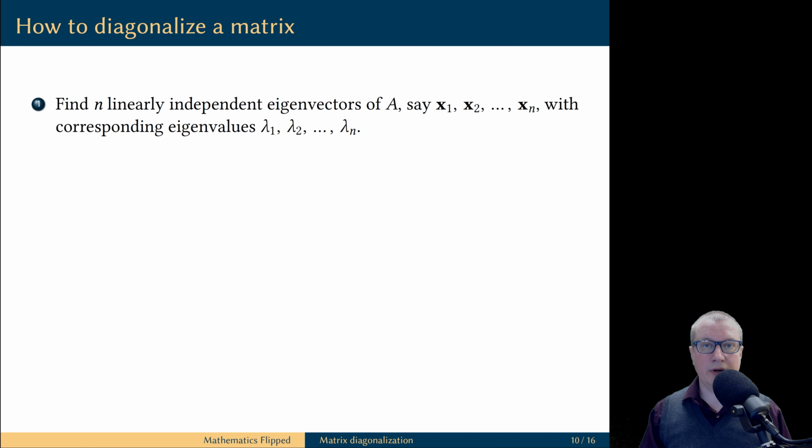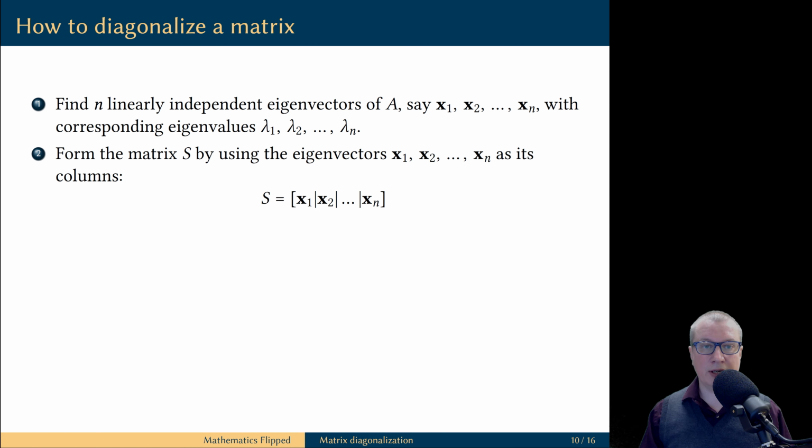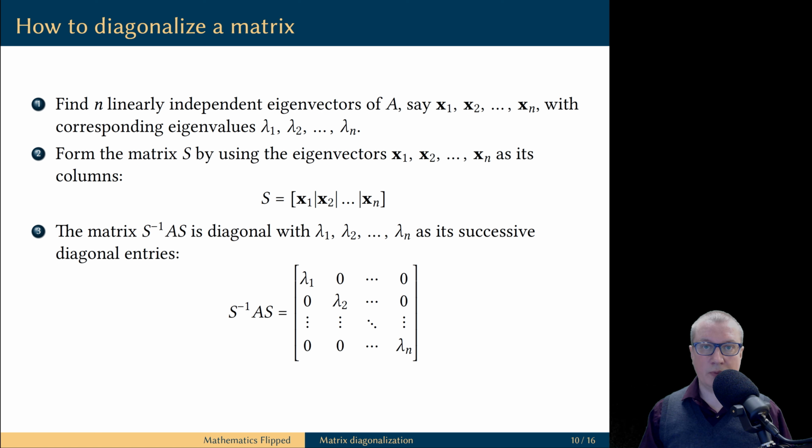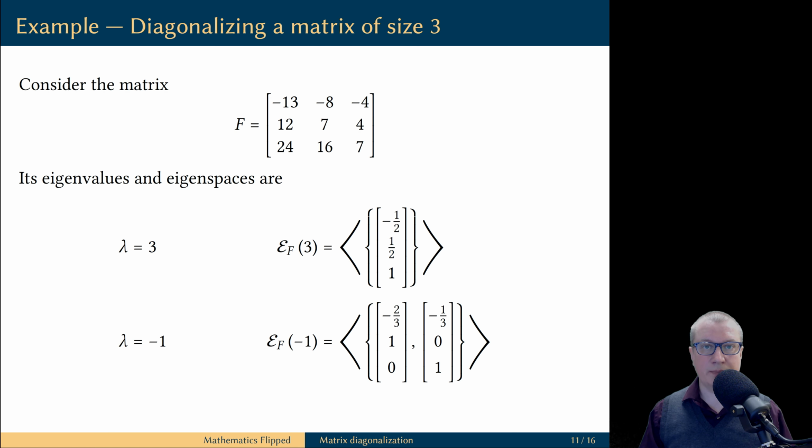The proof of this theorem gives us a recipe for how to diagonalize a matrix if possible. Step number 1 is to find n linearly independent eigenvectors of this matrix and the corresponding eigenvalues. Then we construct a non-singular matrix S by using these eigenvectors as columns in the matrix. Finally, the proof of the theorem tells us that the matrix product S inverse AS must be equal to the diagonal matrix, where the eigenvalues are the entries on the diagonal. Let's apply this procedure to a sample matrix.